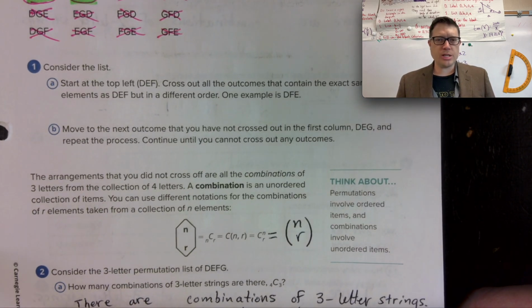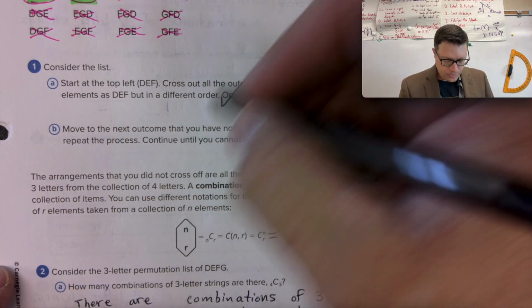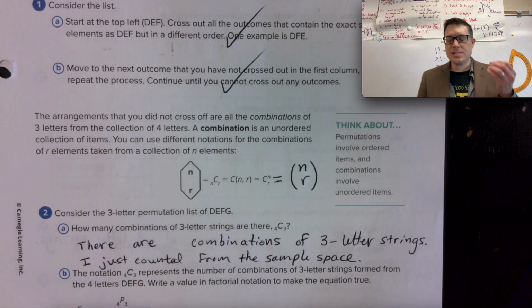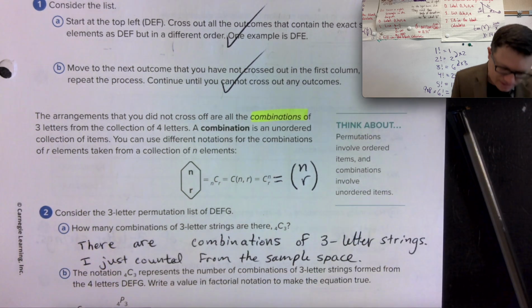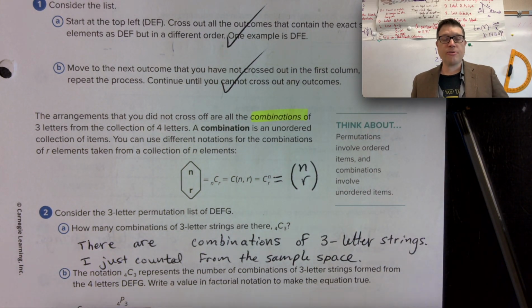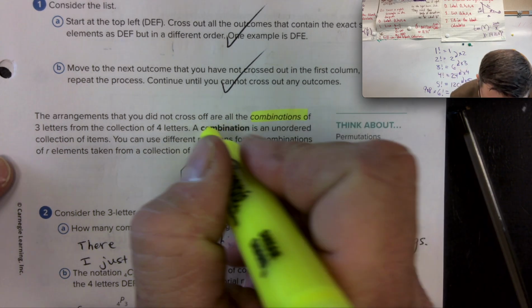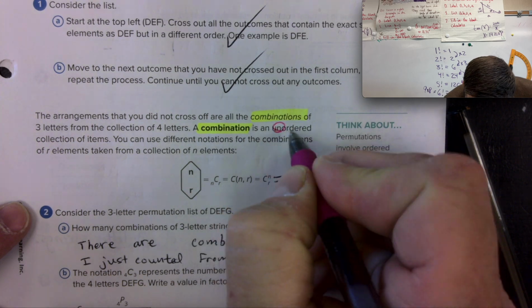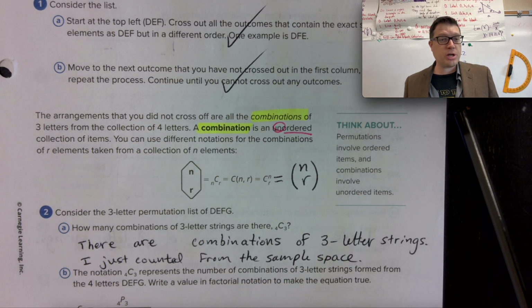So start at the top left, done. Move to the next outcome, done. There's nothing left to cross out. The arrangements that we did not cross out are called combinations of 3 letters from a collection of 4. A combination is an unordered, no order, unordered collection of items.